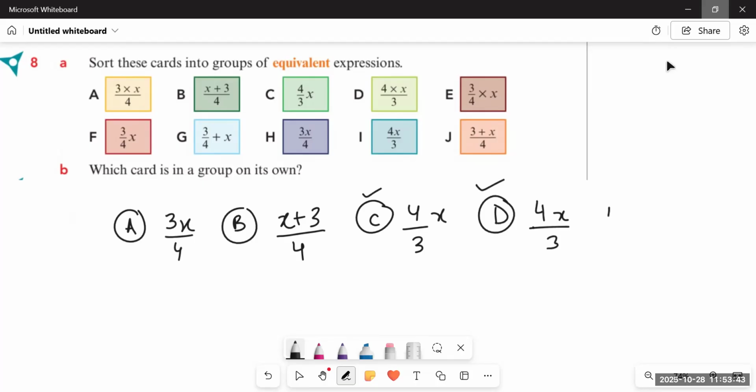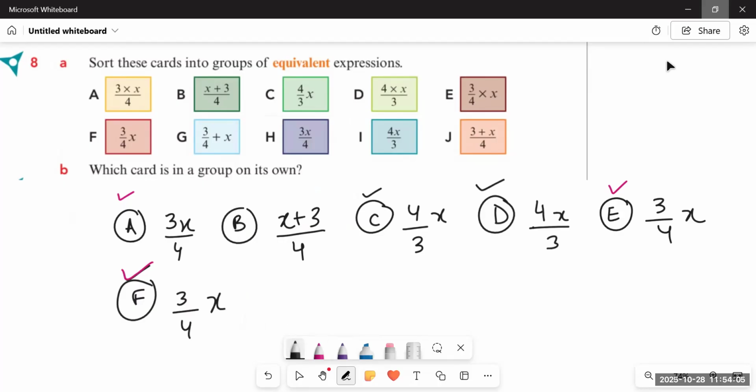Then part E is 3 upon 4x. So it's actually similar to A. A and E are similar. Then comes F, 3 over 4x. It's again the same as A, right?